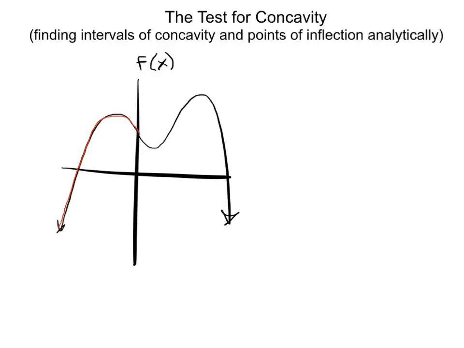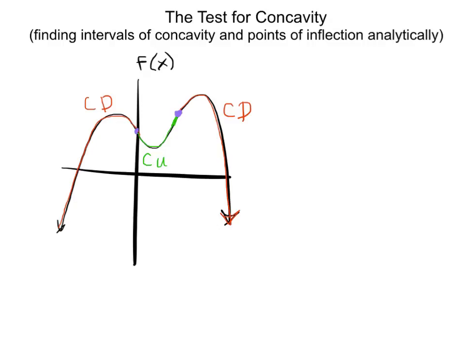At that point, the graph stops looking sad and starts looking happy, so you've got this little happy section here. Then at some point we hit the steepest slope, and after that it starts looking sad again. So you've got a region here that's concave down, a region in the middle that's concave up, and another concave down. The points in between are the points of inflection, where it changes from concave down to concave up, or from concave up back to concave down.